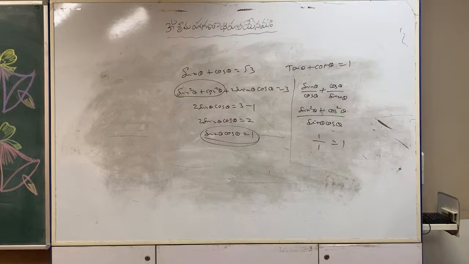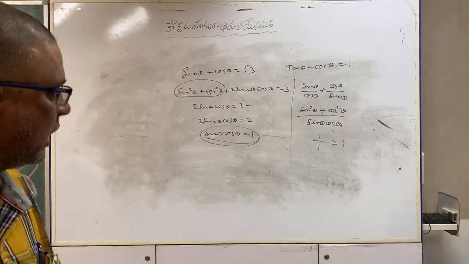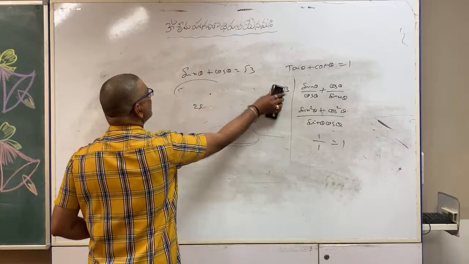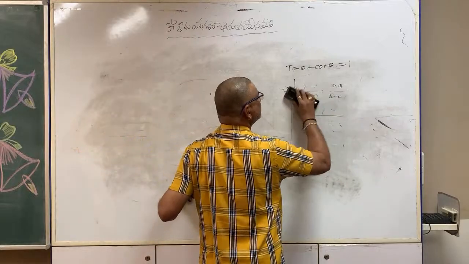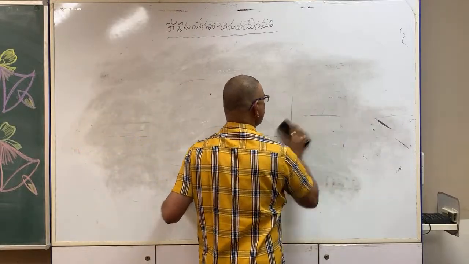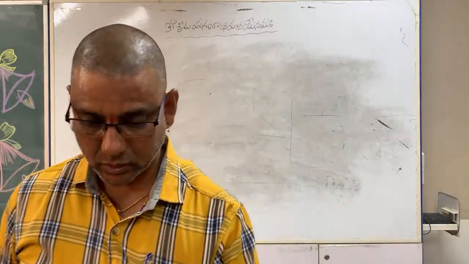If you solve the first equation, we got sin theta cos theta is 1. Write tan theta as sin theta by cos theta and cot theta as cos theta by sin theta. Take LCM and simplify, you will get numerator 1 and denominator also 1. So the answer is 1. So tan theta plus cot theta is 1. Last question for today. The R question you can do by substituting the values.